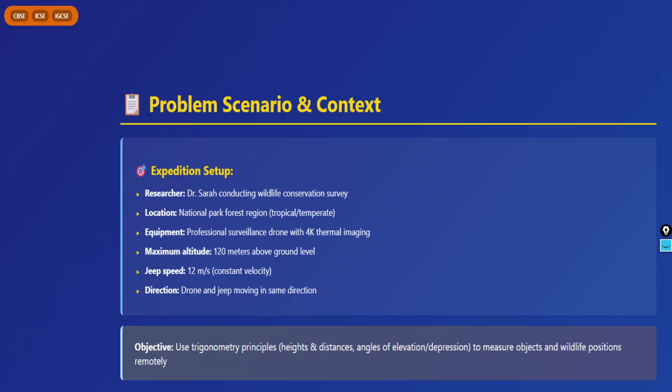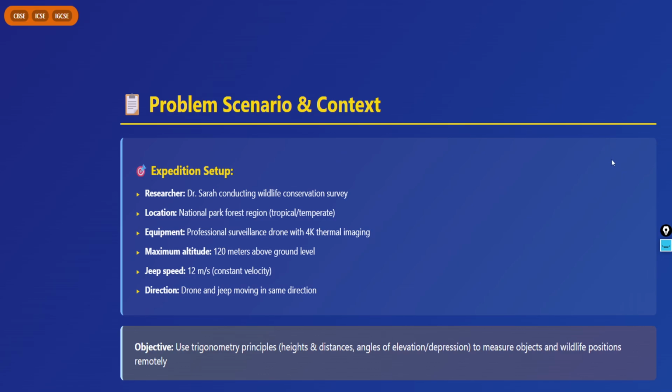Assuming that there is a researcher named Sarah conducting a wildlife conservation survey in a national park, having equipment with 4K thermal imaging. Now this particular drone has a maximum altitude of 120 meters above the ground. Let us assume for reference that the jeep is moving with a constant speed of 12 meters per second and the drone and jeep are moving in the same direction. Let us use the trigonometric principles to understand each and every question and solve them.